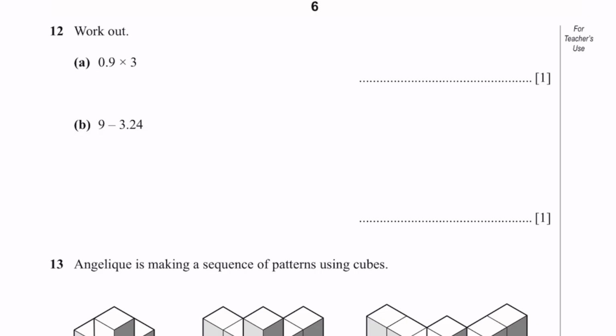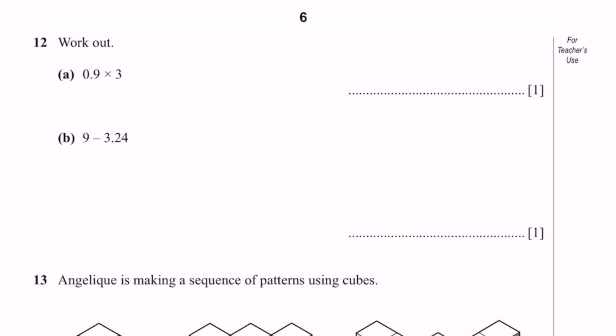Question 12. Work out A. 0.9 times 3. We have 9 times 3, that's 27. And then because there's one decimal place, we just add a decimal point here. 2.7.